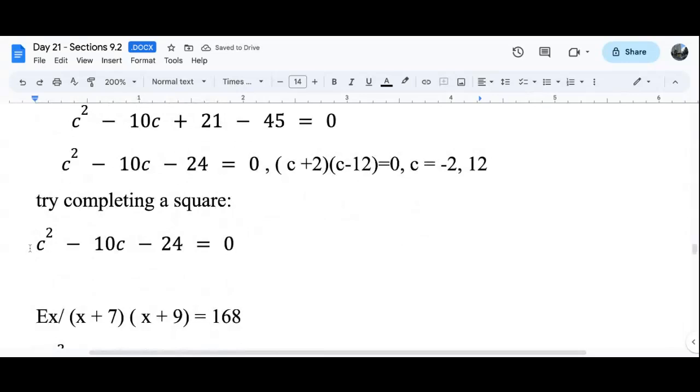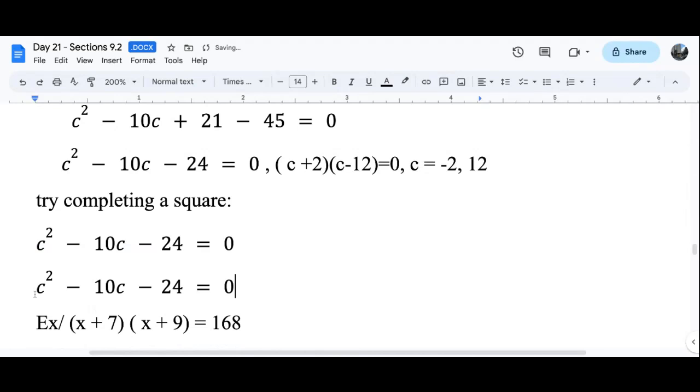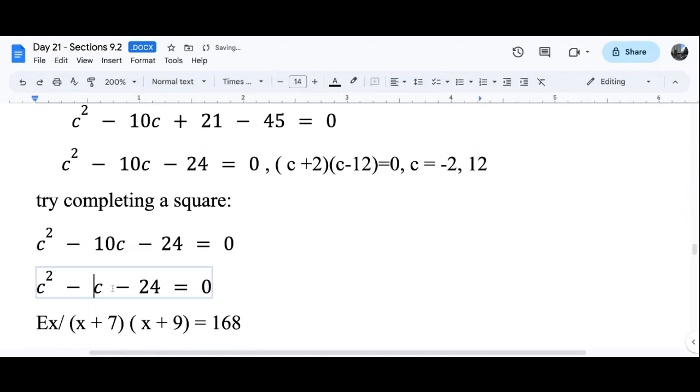We factor out negative 10. We factor out 2 from negative 10, so we've got 2 times 5. And because this is a negative 5, we could think, we don't really care if we put a negative sign here. Then we add 25 and subtract 25 at the same time.